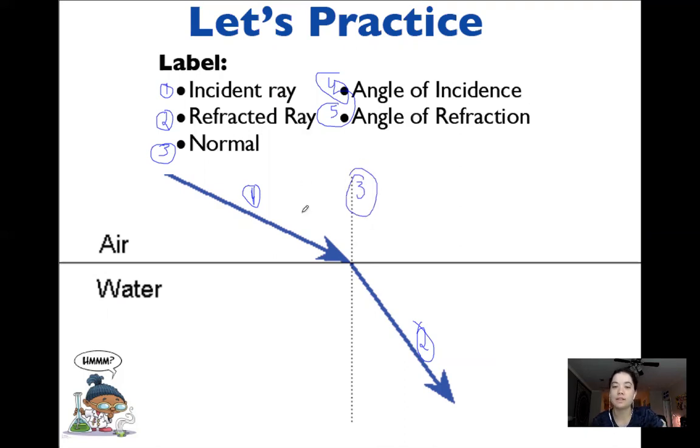All right, angle of incidence is from the normal to the incident ray. So this angle right here is my angle of incidence. My angle of refraction is from my normal to my refracted ray right here. And there we go. Make sure you take a second, pause this, get that written down.